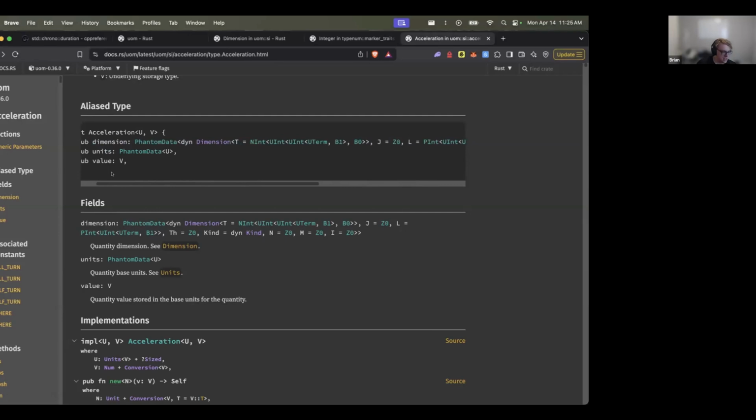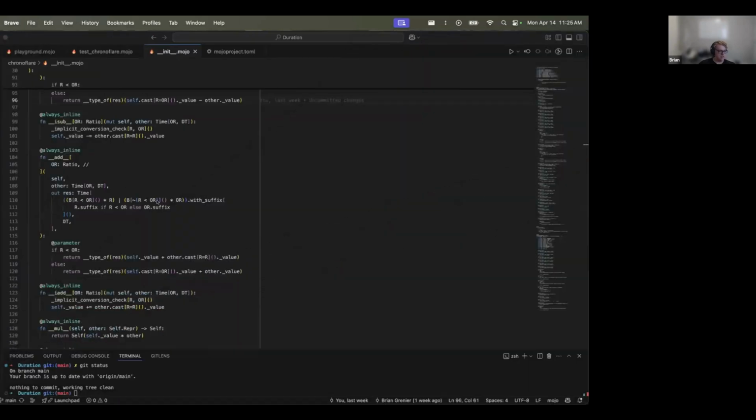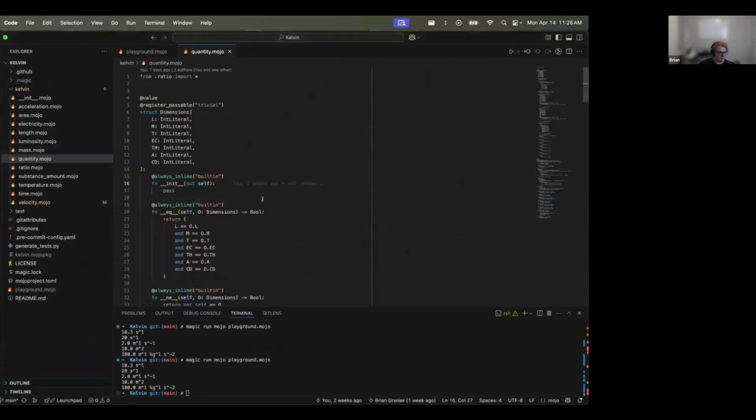Then it dawned on me, after looking at Chris's changes to the literal stuff, that we can do this pretty nicely in Mojo just by using that. So here, my version of this struct is just a bunch of int literals as parameters.